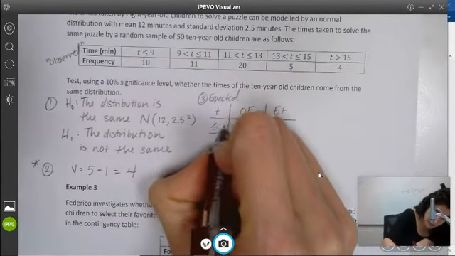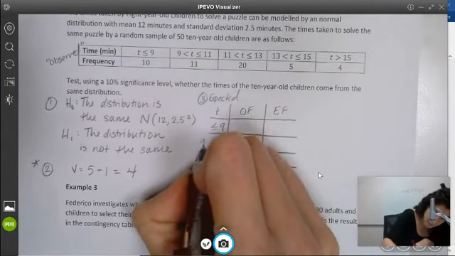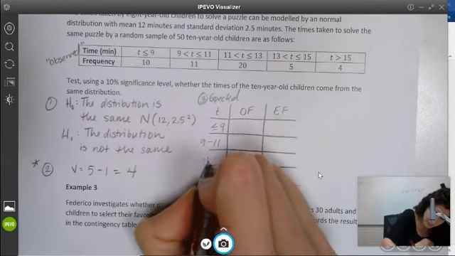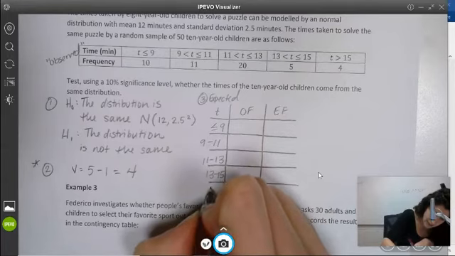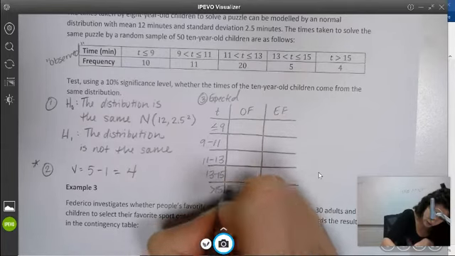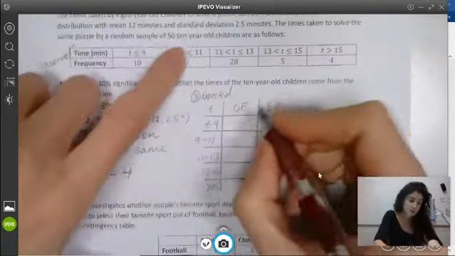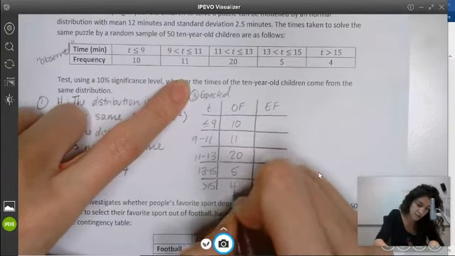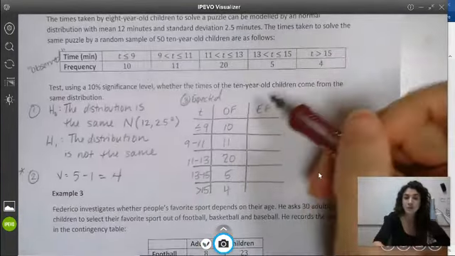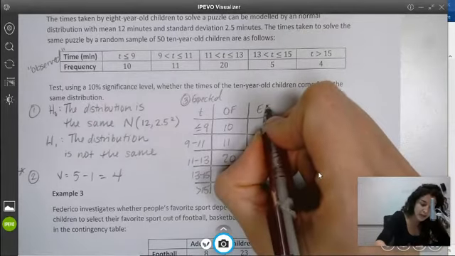So we've got a t-value of less than or equal to 9, between 9 and 11, between 11 and 13, 13 and 15, and then greater than 15. Our observed frequencies are 10, 11, 20, 5, and 4. So expected frequency, this is something that you do know how to calculate.